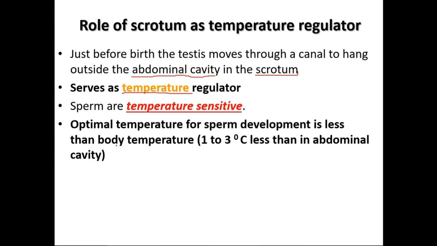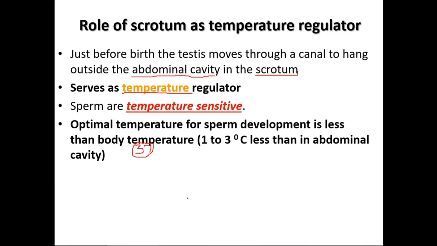Now, I'm sure if I ask you guys, what is the body temperature? We would all agree it is 37 degrees Celsius, more or less. And that is too high for sperm to be produced. So whenever the testis is at body temperature, it's too high for sperm to be produced. It's not optimal. And therefore, the scrotum keeps it at 1 or 3 degrees less than the abdominal cavity, which is your body temperature. So if we look at 37, we're looking at about 35 or 34 degrees. That is how sperm will be produced optimally.